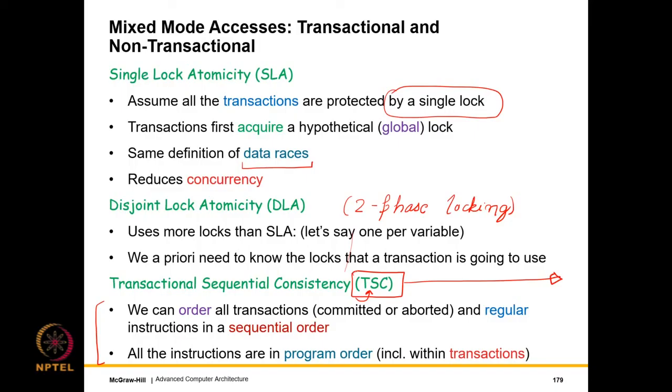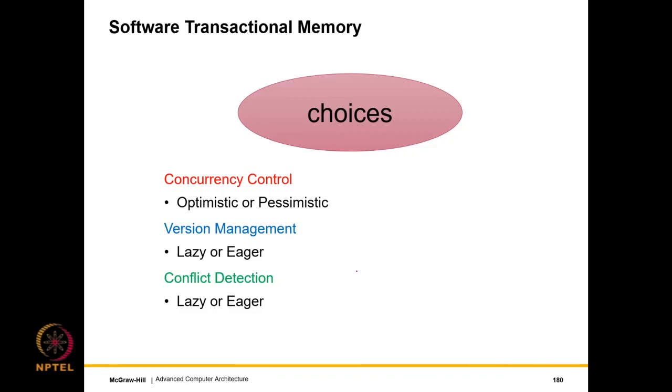So this is hard to implement in practice, but normally opacity is implemented. So now let's come to discussing practical protocols. We'll discuss software transactional memory first. The choices that we have are a choice of the concurrency control mechanism, optimistic or pessimistic; a choice of the version management mechanism, lazy or eager; and a choice of the conflict detection mechanism, lazy or eager.